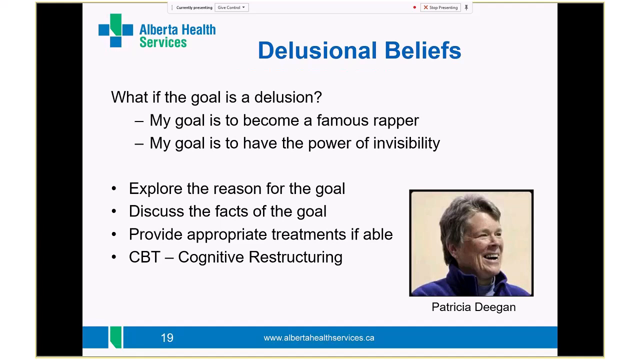I also want to point out that some goals that we feel are unattainable might not be if the patient is really motivated. The picture on the screen is Patricia Deegan. She is a disability rights advocate. She's a psychologist and a researcher. She was diagnosed with schizophrenia in her teens, and her family was told that they should admit her to a mental health institute where she would live out her life.